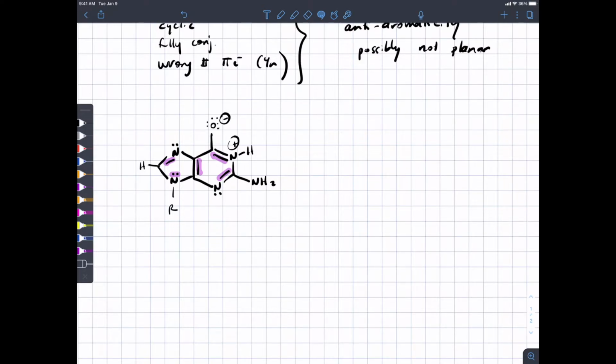Okay, what else? Yeah? If an atom is sp3 hybridized, does that rule out aromaticity? Absolutely. So these two atoms are sp3 hybridized, and sp3 hybridization rules out conjugation, and therefore aromaticity. Yeah. Okay.